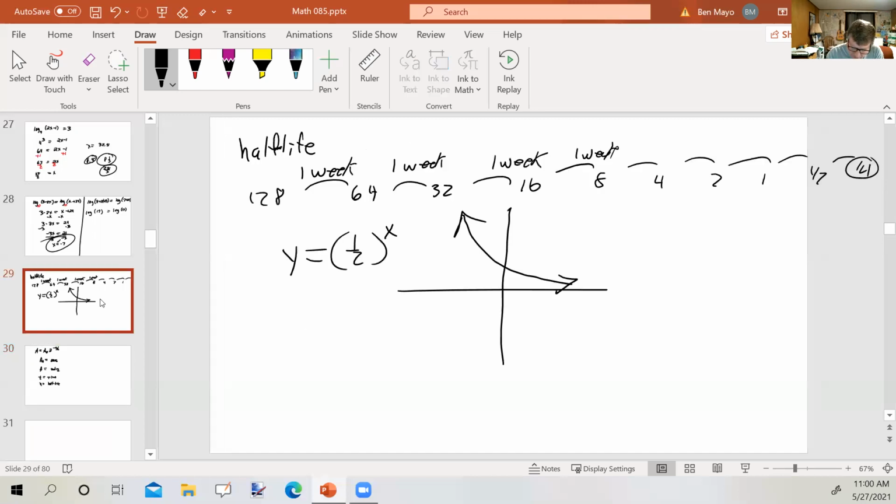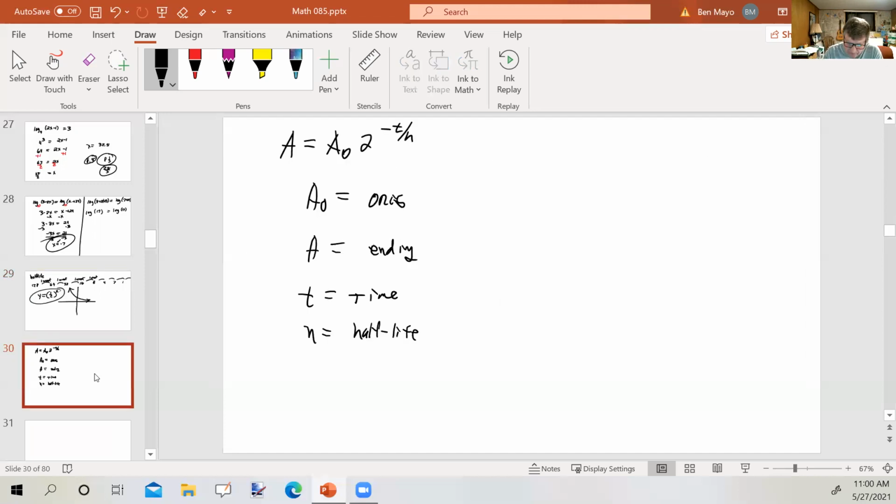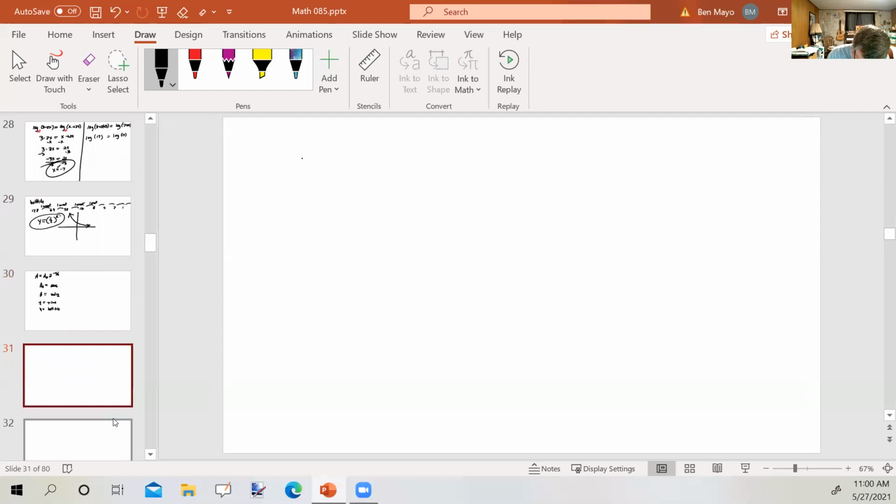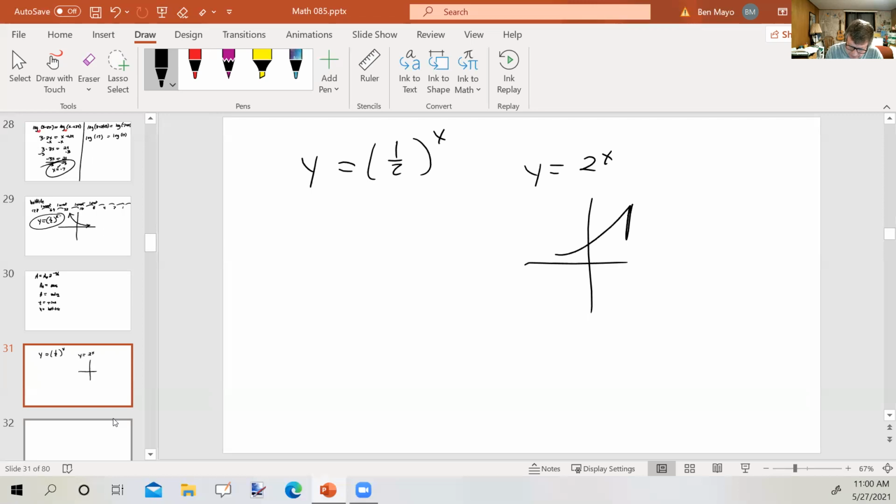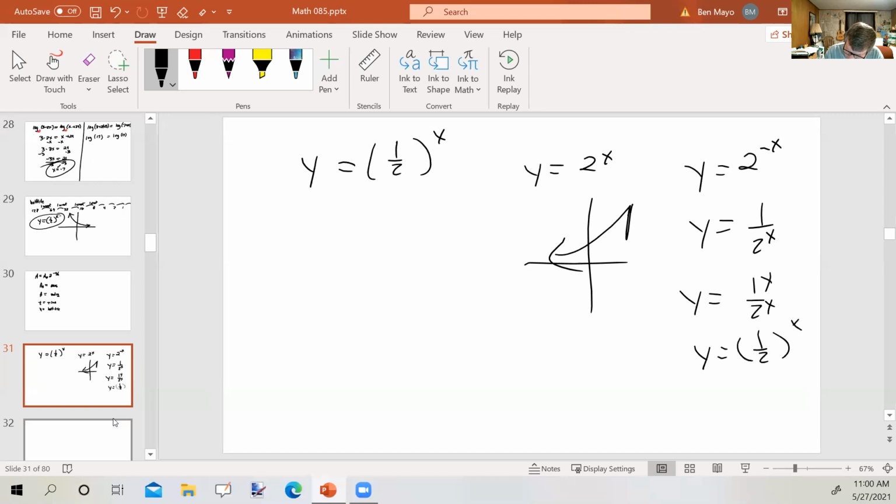Now, I just got done looking at this example where I said for the half-life, we'd have to have a 1/2 as a base. But this formula is written where there's a 2 as a base. So how does that work out? Well, let's go back to this. y equals 1/2 to the x power. What if instead I had y equals 2 to the x? Well, that would be doubling, right? But what if I had y equals 2 to the negative x? That's the same thing as y equals 1/2 to the x, which is the same thing as y equals 1 to the x over 2 to the x, or 1/2 to the x power.